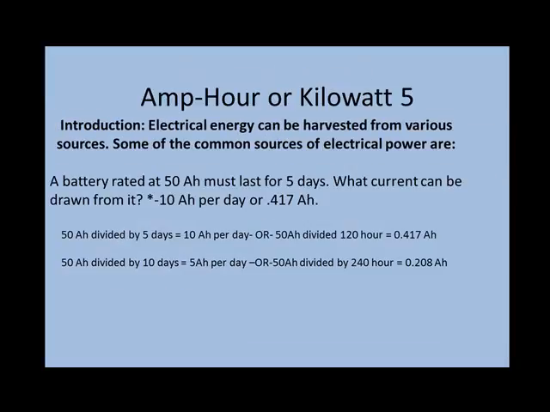Okay, the other concept is amp hour or kilowatt hour. All right, let's say you have a battery that's rated at 50 amp hour, and it must last for 5 days. The question here is what kind of current can be drawn from that storage device. And so the answer is 10 amp hour per day, or 0.417 amp per hour, or you could also say 417 milliamp per hour. How do we get that? Well, 50 amp hour divided by 5 days gives 10 amp hour per day, or better yet, you divide the 50 amp hour by 120 hours, which is 5 days, right?